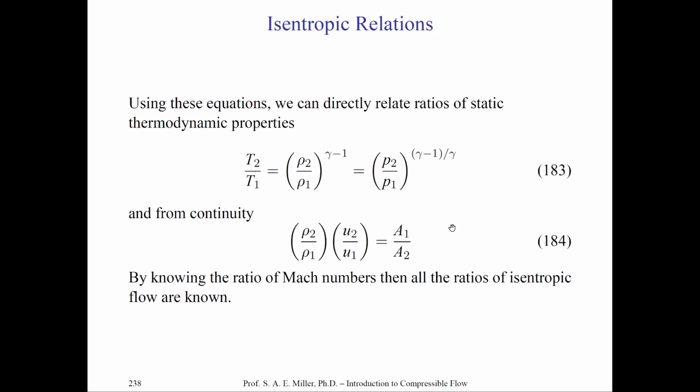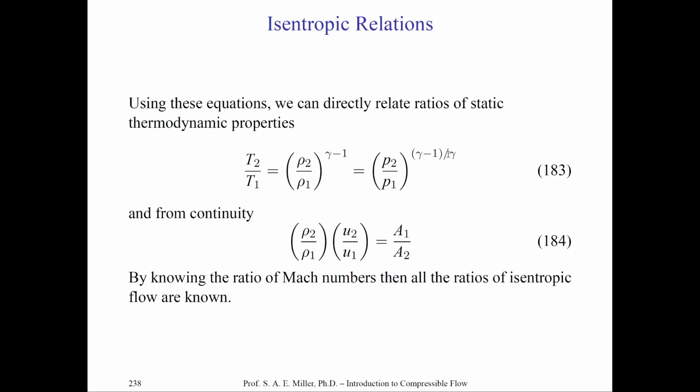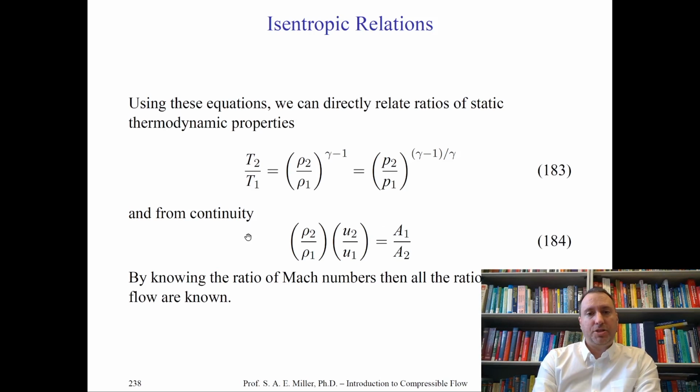We can write T2 over T1 goes as rho 2 over rho 1 to the gamma minus 1 power, which you'll see here as the denominator of 181, goes as P2 over P1 to the gamma minus 1 over gamma, which is, of course, the exponential term in 180. We can then take the area continuity equation, which we previously developed in this class, and rewrite it as 184. Remember that says rho 1 u1 A1 equals rho 2 u2 A2. Rearranging in this form of A1 over A2 goes as rho 2 over rho 1 and u2 over u1, we find this particular equation 184.